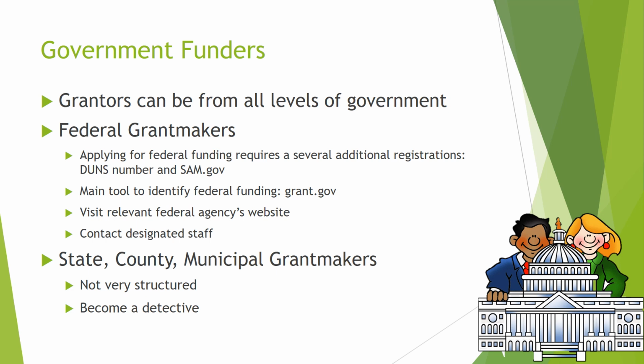You can also apply at state, county, and municipal levels. Typically, these are not very structured. There might not be a great way to find the announcement. So you might need to reach out to the local officials and ask, do they have a grant? Where can I find that grant? You can also look at different departments' websites to see if there's something specific to your proposal. So you really need to become a detective when dealing with state, county, or municipal grant makers, and just ask good questions and reach out to your local officials to see what opportunities may be out there.